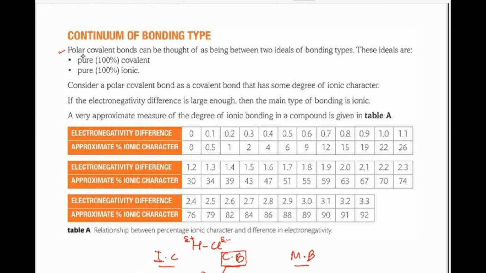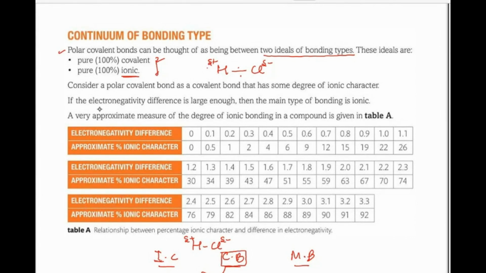Now here they're saying that a polar covalent molecule can be thought of as being between two ideals of the bonding type. It's a combo. It is a covalent molecule, but some of the characteristics of the ionic have developed, because here my atoms are partially positive and partially negative, since the shared pair of electrons has shifted towards chlorine and it has developed a polarity there.